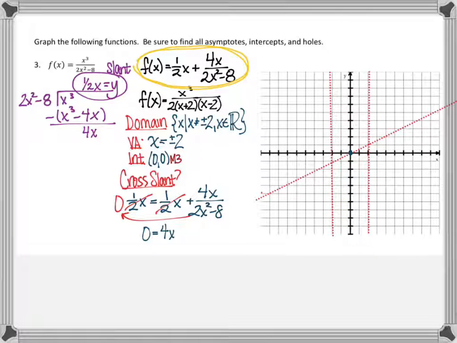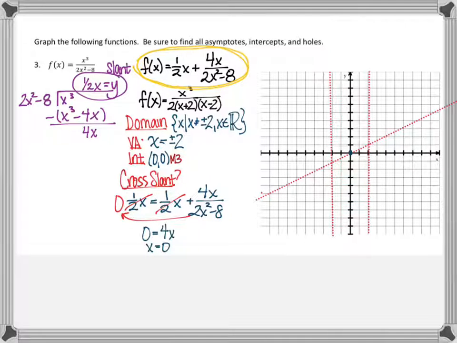If you take 0, set it equal to the remainder after division, we can figure out if it crosses the slant. And here, we already knew it crossed at 0, but this just tells us we don't have any more spots that it crosses. All right, so we'll talk about some strategies on graphing these quick ways.